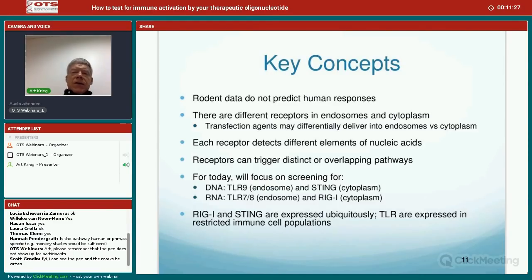Each receptor can detect different elements of nucleic acids. RIG-I detects the 5' triphosphate or diphosphate, and a lot of the downstream pathways are the same.